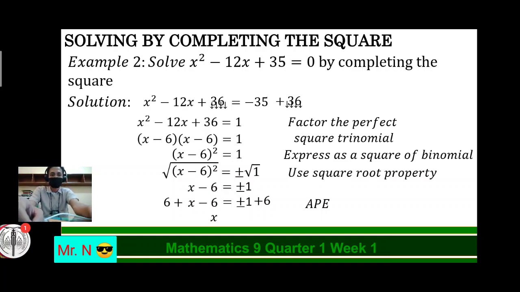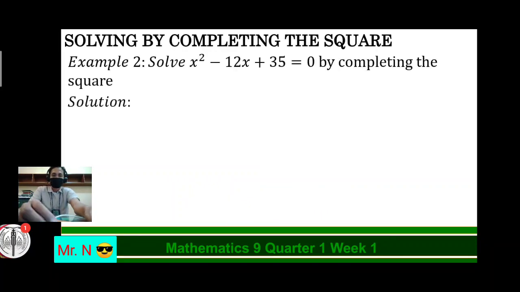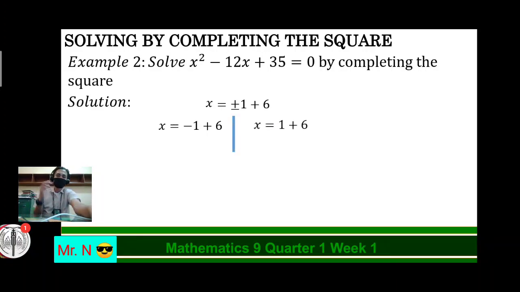Dun sa ating left side. And then on the right side, we cannot easily combine the positive or negative plus 6, no? Kasi meron tayong two signs doon sa ating 1. So meaning to say, we need to separate them before we simplify. Ayan. So now let's separate them first. So we have the negative 1 plus 6, and on the other side, we have positive 1 plus 6. And now, it is time for us to simplify. Negative 1 plus 6 is positive 5, and then 1 plus 6 is 7.